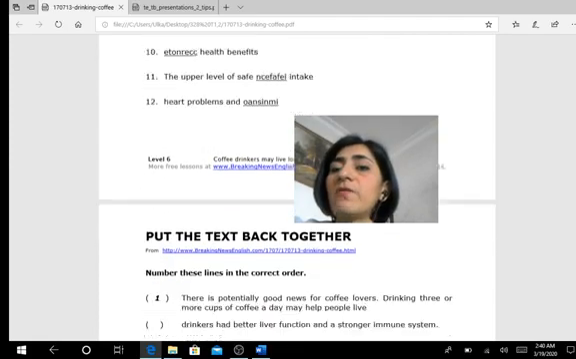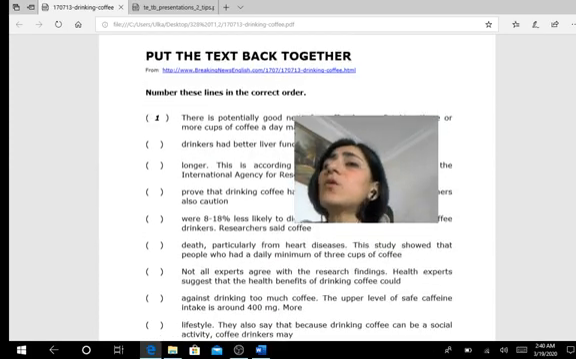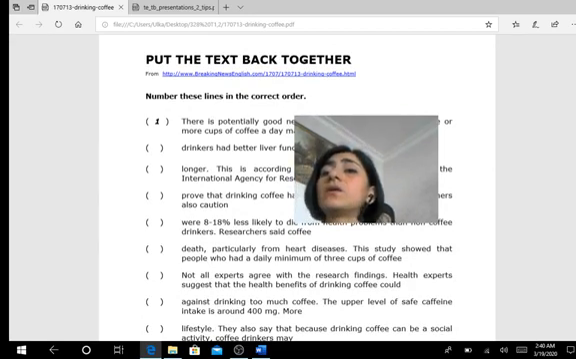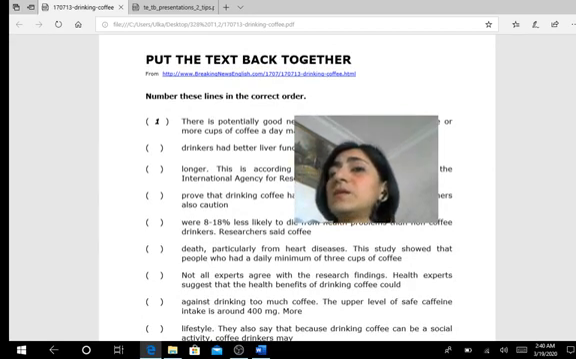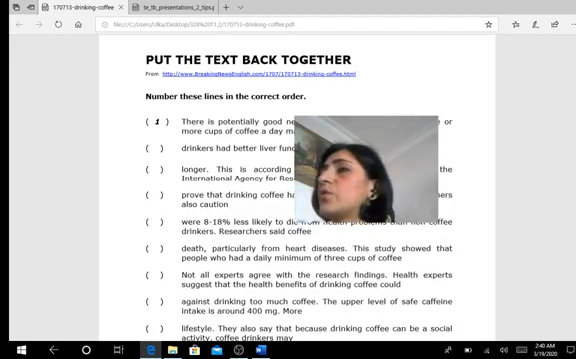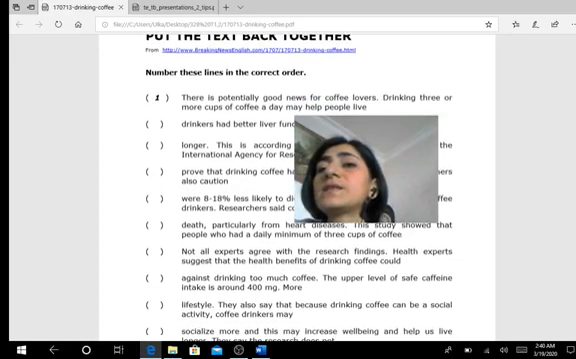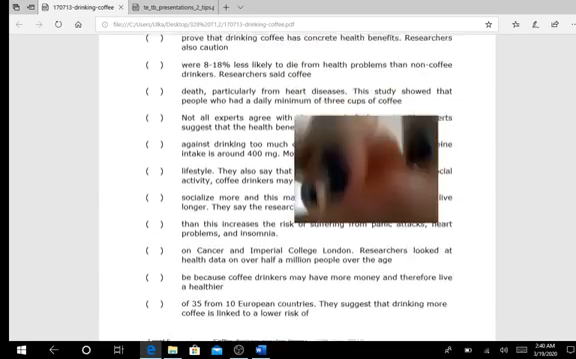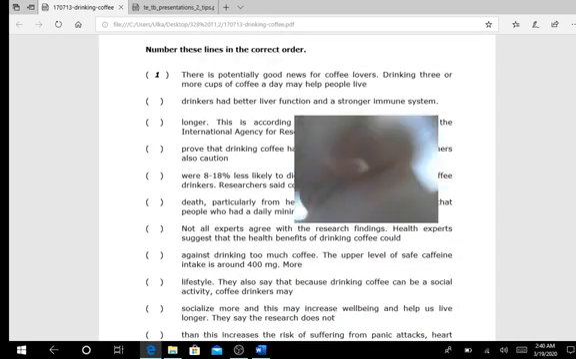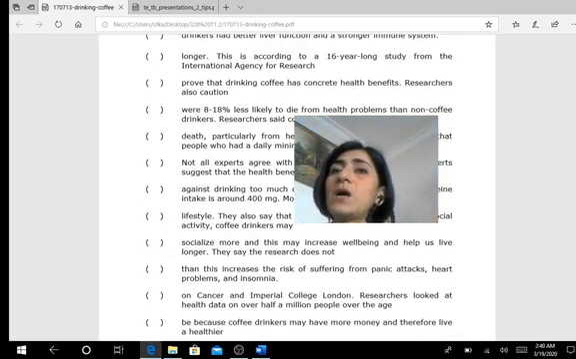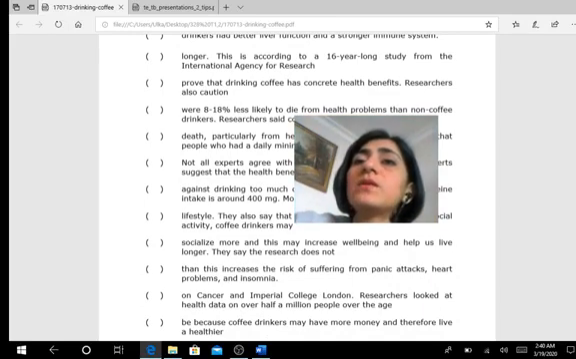You have 12 words. And our last task is to put the text back together. Here you see sentence number 1, and your task is to find number 2, number 3, and so on among these sentences. They are also in this order. That's it with the first one.